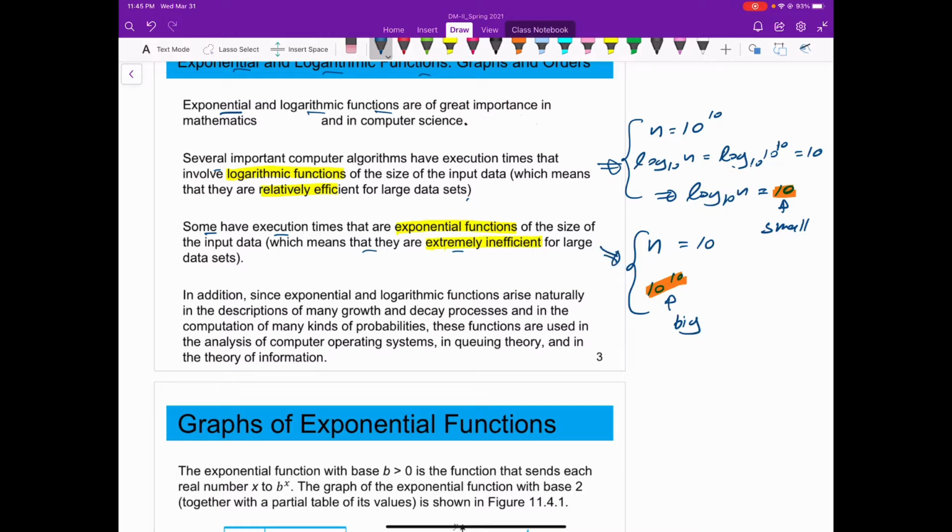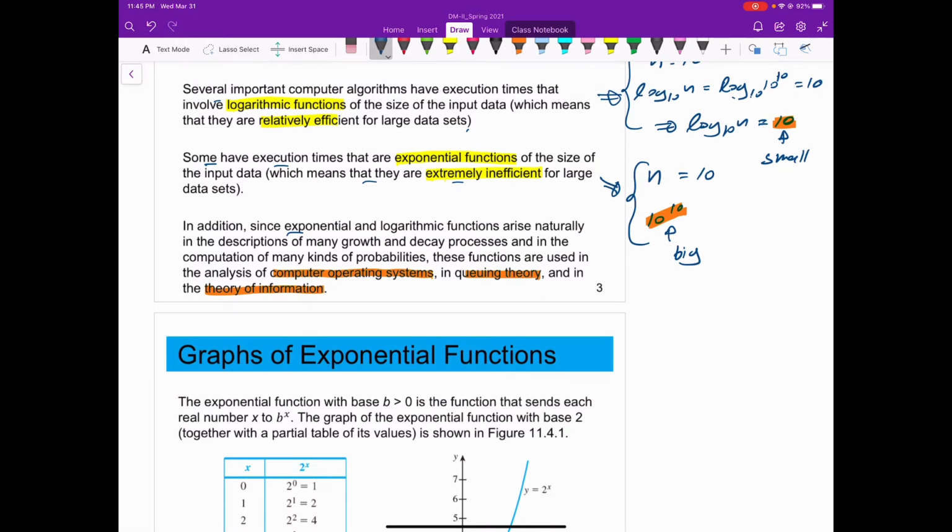In addition, since exponential and logarithmic functions arise naturally in the description of many growth and decay processes and in the computation of many kinds of probabilities, these functions are used in the analysis of computer operating systems, in queuing theory, and in the theory of information. Those are the fields that have applications of logarithmic functions. Let's go down.